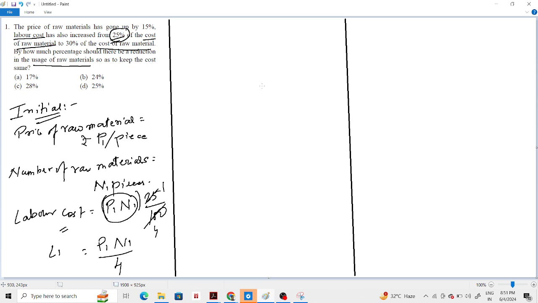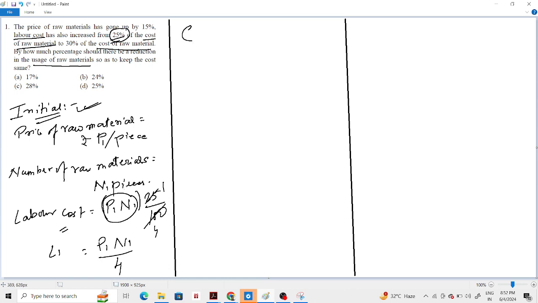It has been said that it has increased from 25%. That means the initial one is 25% of the total cost of the raw materials, increased from 25% to 30%. So 30% is the final value. I'm calculating the initial values now. So initial value was 25%. Now next, what is going to be the total cost?